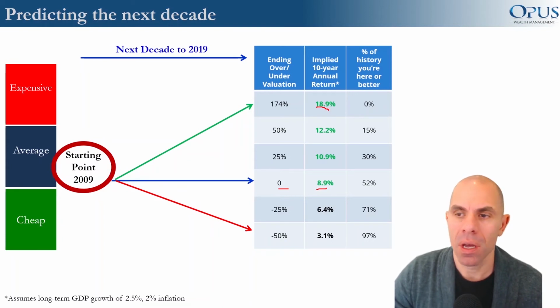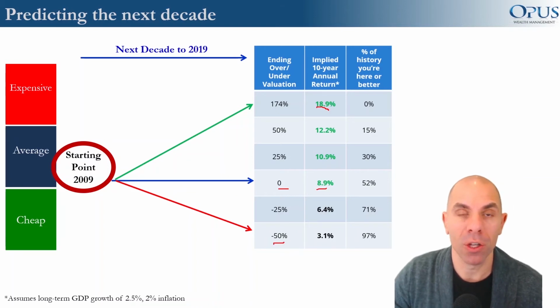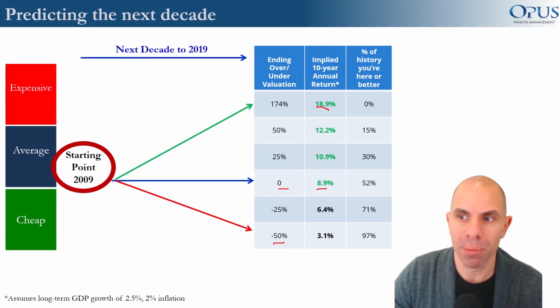And then even if stock market prices fell to, or I should say stock market valuations fell to 50% below average, you would still eke out a positive rate of return. So obviously this probability distribution is looking a lot better.